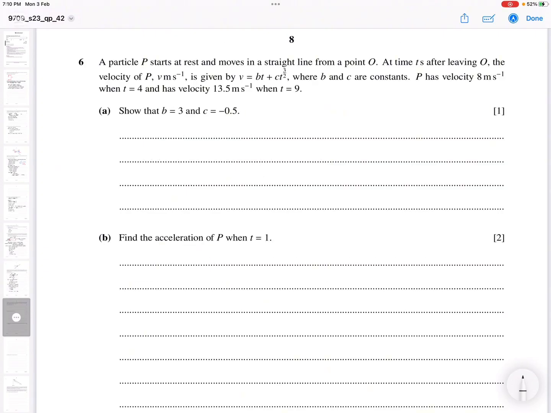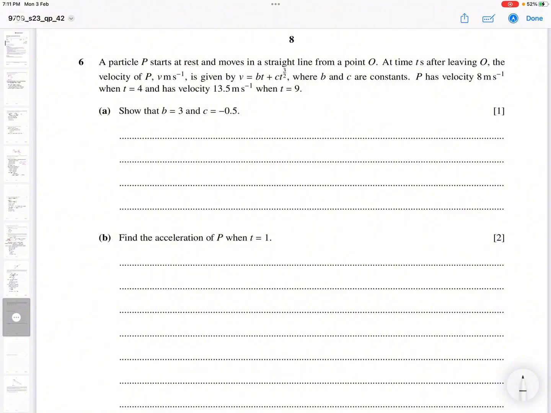In question number 6, a particle P starts at rest and moves in a straight line from a point O. At time t seconds after leaving O, the velocity of P, v meters per second, is given by v equal to bt plus ct to the power 3 over 2, where b and c are constants. P has velocity 8 meters per second when t is equal to 4 and has velocity 13.5 meters per second when t is equal to 9. Show that b is equal to 3 and c is equal to 0.5.